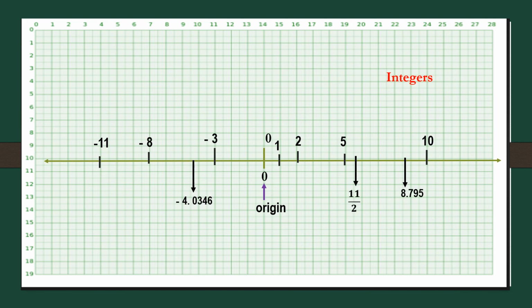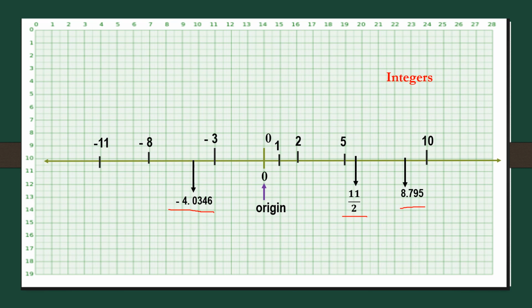Yes. What about numbers like 11 by 2? 11 by 2 means 5.5. It has a place on the number line. 8.795 up to 3 decimal places. And here minus 4.0346. Yes, all of these numbers have a place on the number line.